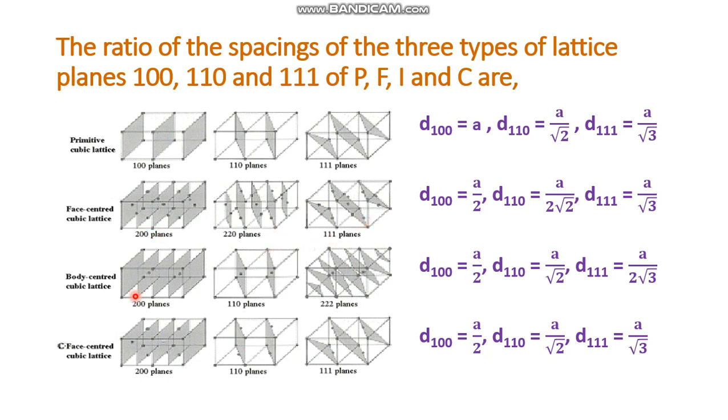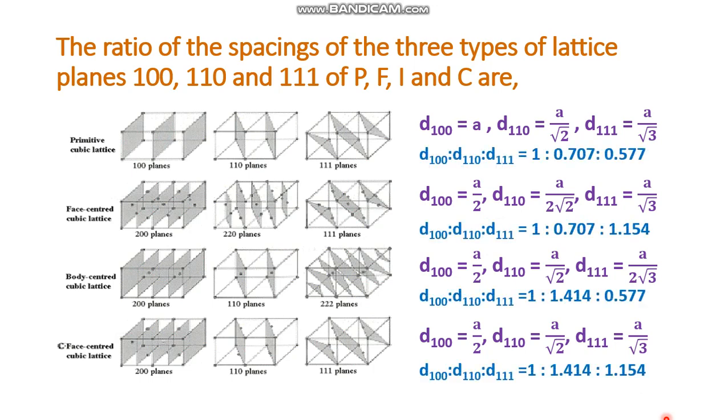For body-centered cubic, 100 becomes 200, but 110 remains 110. On the other hand, 111 becomes 222. For a C-face-centered, 100 becomes 200, but 110 remains 110, and 111 also remains 111. So the corresponding interplanar distances are all calculated here. Have a look, and finally their ratios.